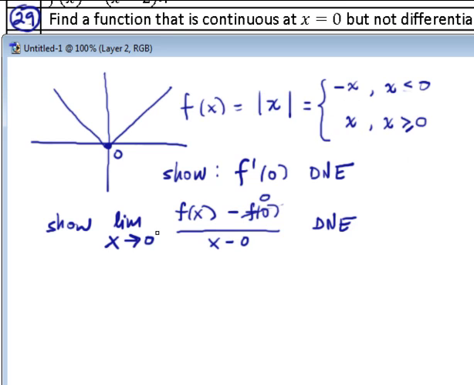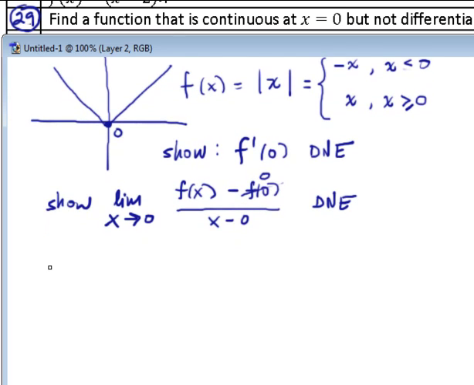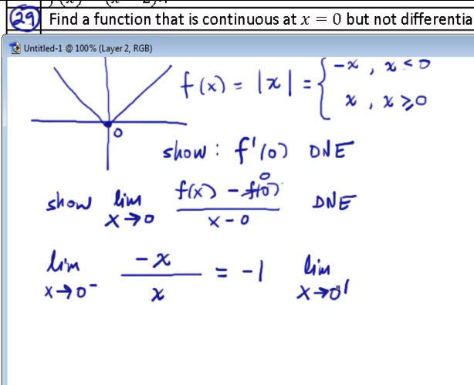So we have to break up this limit into a left-hand limit and a right-hand limit. To the left of 0, we're going to use this expression for f of x, and to the right of 0, we're using this expression for f of x. So this has to be broken up into two limits, a left and a right. First we look at the limit as x goes to 0 from the left of minus x minus 0 over x. From the left, the limit is minus 1. And the limit as x goes to 0 from the right, we have x minus 0 over x. So from the right, it's equal to 1.